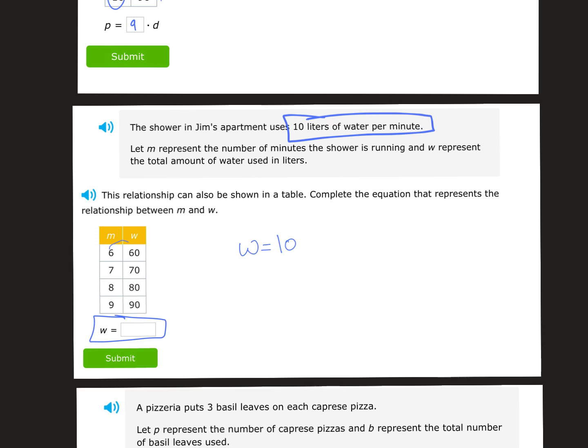And we can double check this by plugging in, not W, M. See, important to make sure you double check everything. So 10 times 6 gets us 60, boom. 10 times 7 gets us 70, 10 times 8, 80, 10 times 9, 90. So we know that our equation, W is equal to 10M.